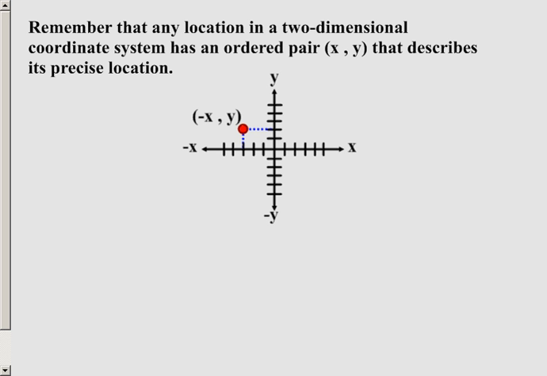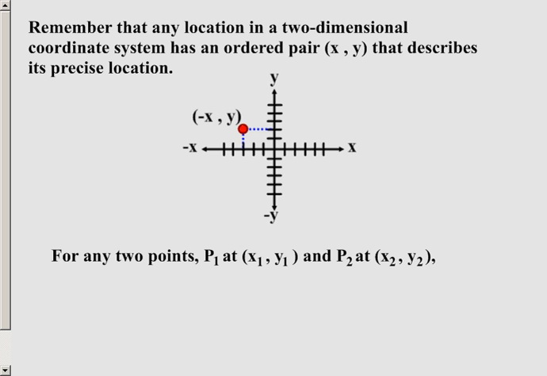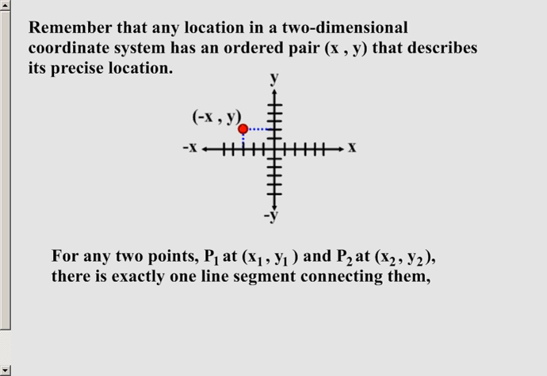In the case of this point that I just put up on the screen, it will have a negative value aligning somewhere on the x-axis and a positive value aligning somewhere on the y-axis. Okay, so for any 2 points, and same as yesterday, in order to keep the confusion down to a minimum, we use two different labels, point 1, which lives at x1, y1, and point 2, which lives at x2, y2. There is exactly one line segment that connects any 2 points that exist in the plane.